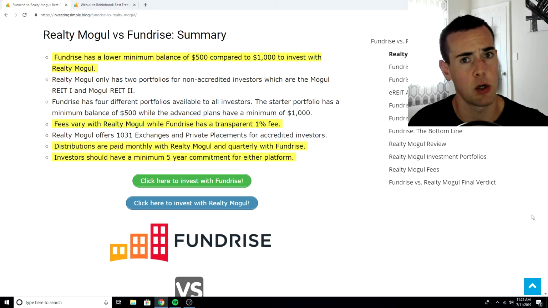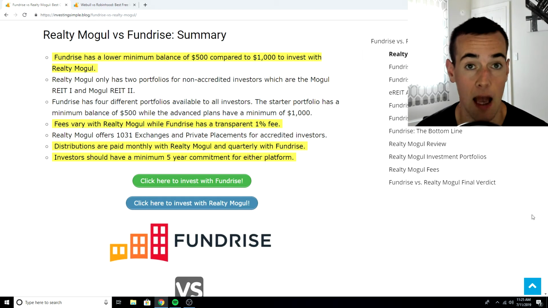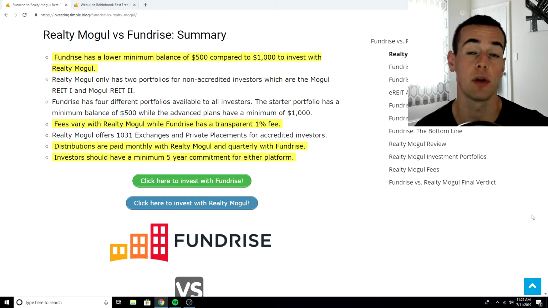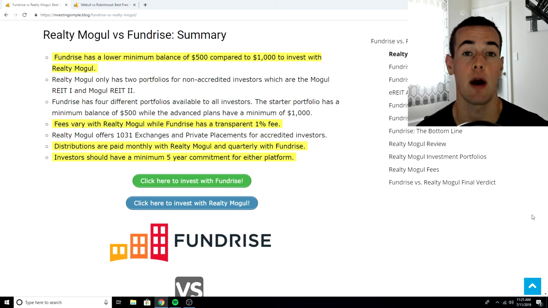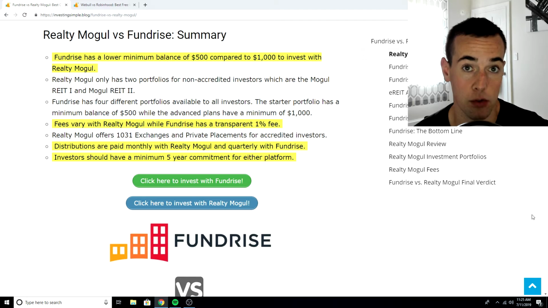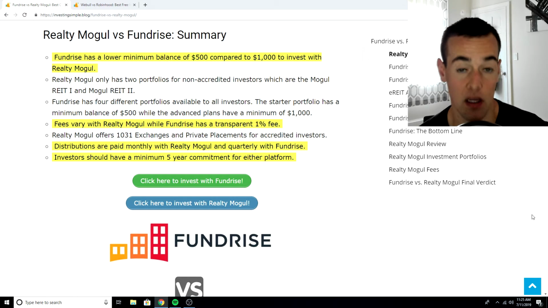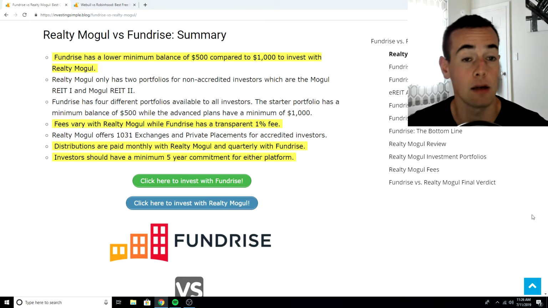As far as the accredited versus non-accredited investor status, all of those options we just discussed for both Fundrise and RealtyMogul are open to non-accredited investors. If you don't know what that means, accredited investors are high net worth or high income investors who are allowed to invest in unregulated investments, but these investments are open to anybody who is legally allowed to invest in the United States.